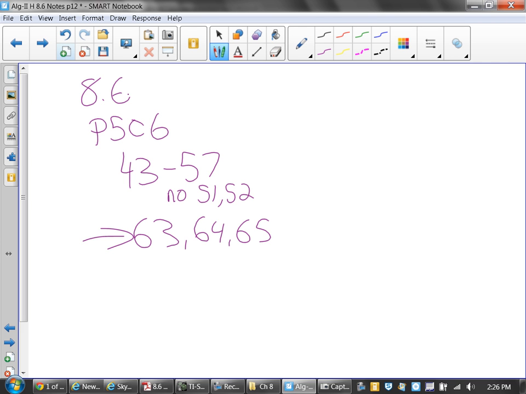43 to 57, all. The reason I'm telling you not to worry about numbers 51 and 52 is because in order to solve them, you'd have to use the quadratic formula with e.